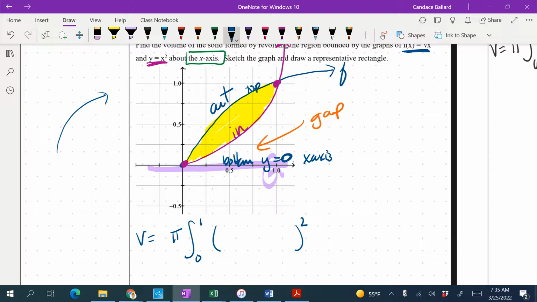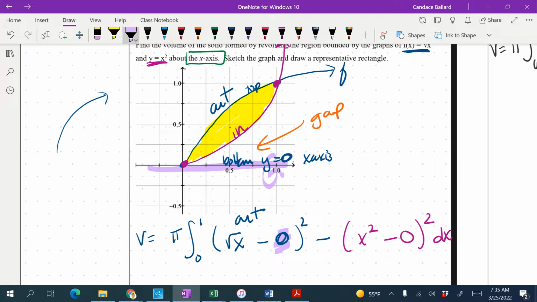So remember, this is the outer function. The top curve is the square root of x, and the bottom curve is y equals 0. So this is the bottom curve. All right, and then I'm going to subtract. And now we're going to do the inner curve. So my inner curve is x squared, and I'm going to subtract the bottom again, put a dx at the back. So this again is my axis of rotation.